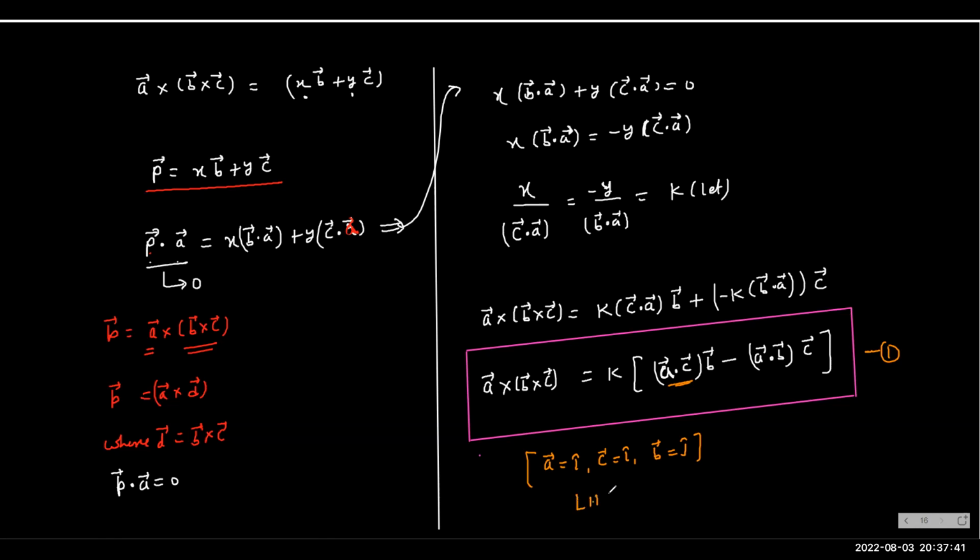So LHS will give you what? I cross J cross I. What is this value? J cross I is how much? Minus K. And I cross minus K is the same as K cross I. And what is the K cross I value? K cross I. Can we write J cap?